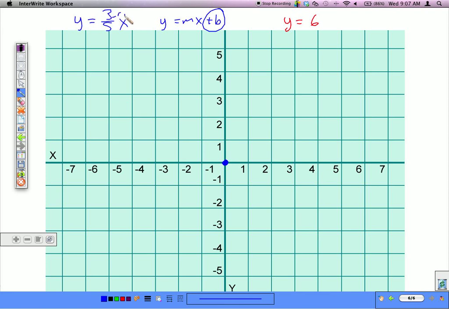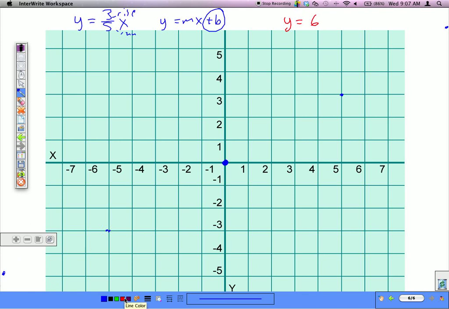Slope is 3/5. So rise 3, run 5. Rise 3, run 5. Unfortunately, I'm going to run off this graph, but it's located somewhere over here. You're also going to go down 3/5, and you could go down 3/5, down 3/5, which is going to be way back here.